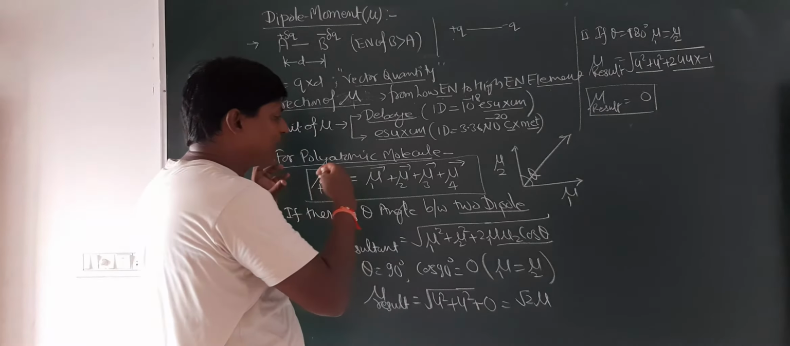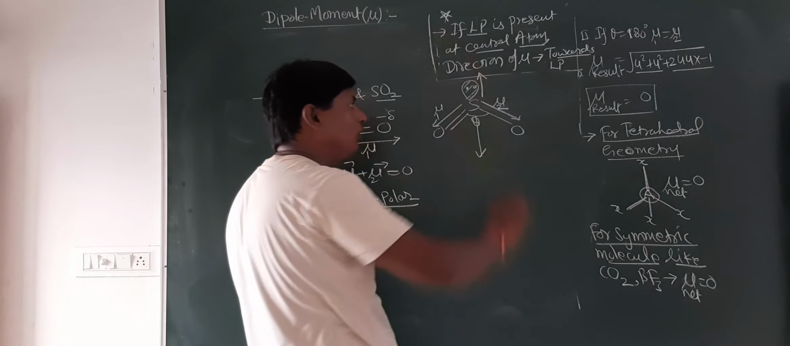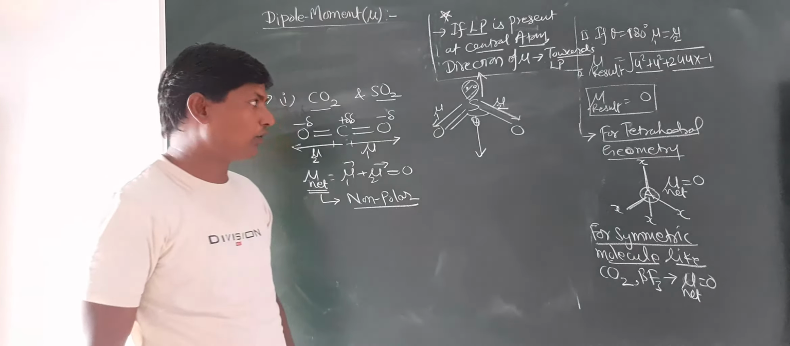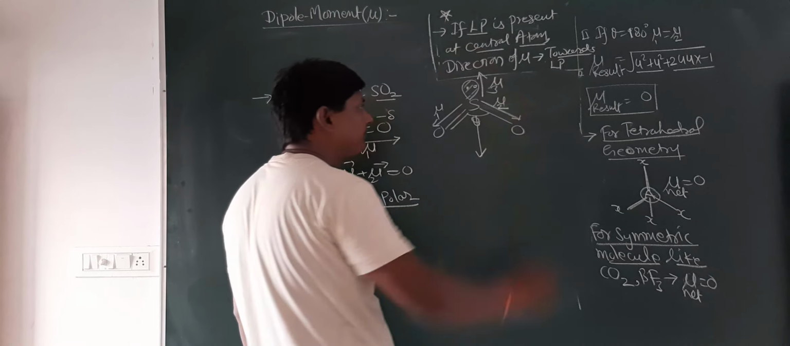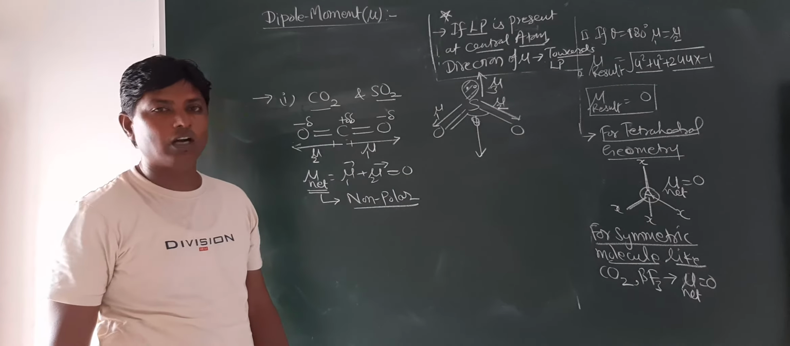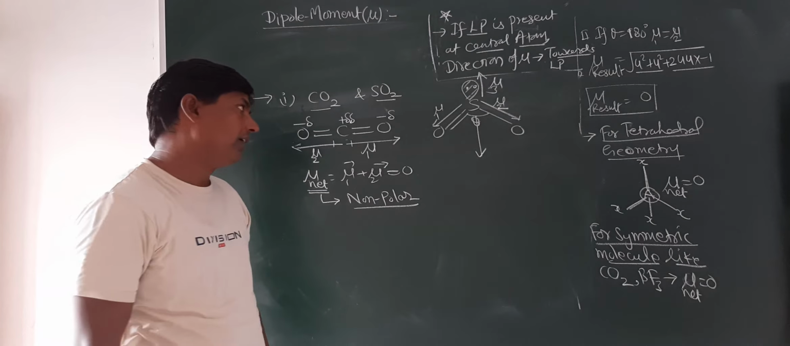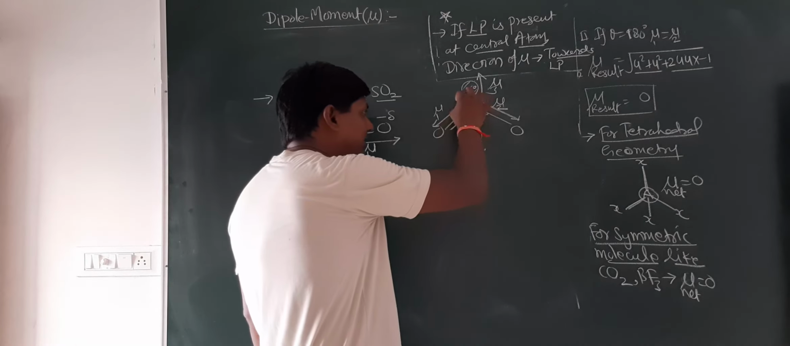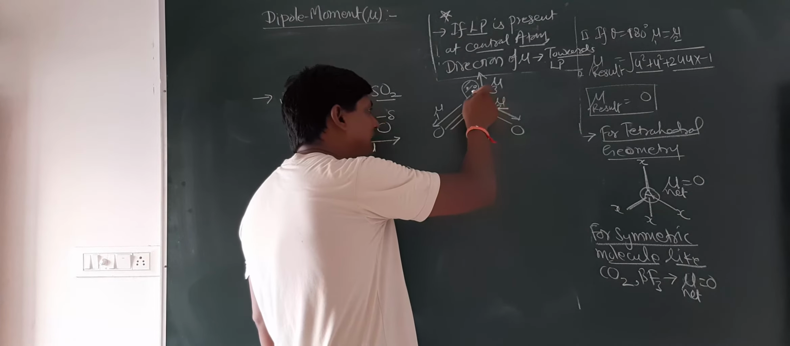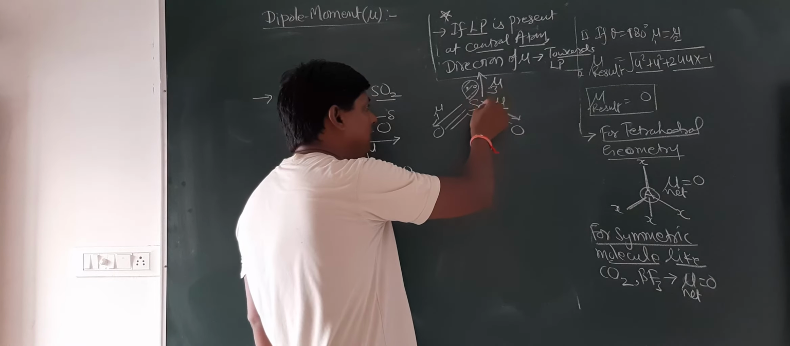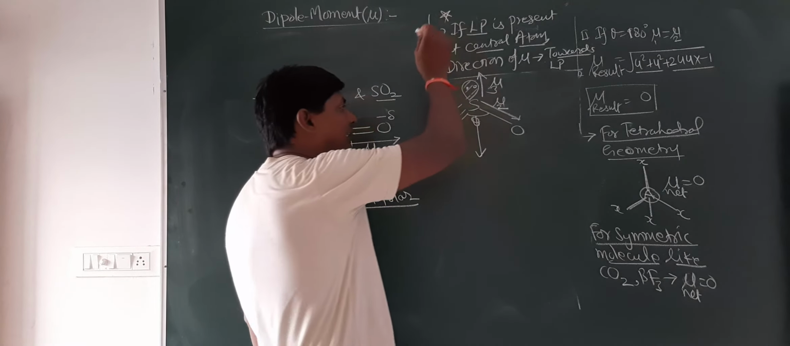But you know that there is also a lone pair over the central atom, so the direction of dipole will be from sulfur to lone pair. This is mu3. The resultant of mu1 and mu2 will be from this side, and the dipole moment mu3 will be from the sulfur central atom toward the lone pair.